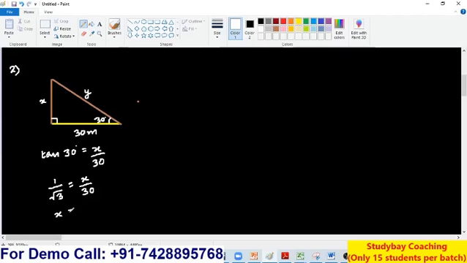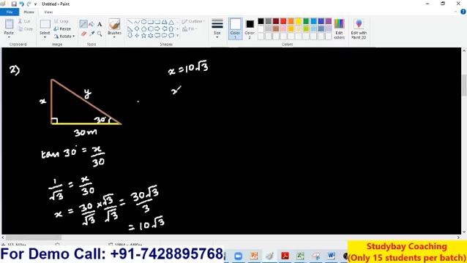Now x equals 30 upon root 3. If you rationalize this, you multiply by root 3 upon root 3. That will be equal to 30 root 3 upon 3, and that's finally 10 root 3. So x is equal to 10 root 3, or it will be equal to 17.32 meter. We can consider this as the first point.